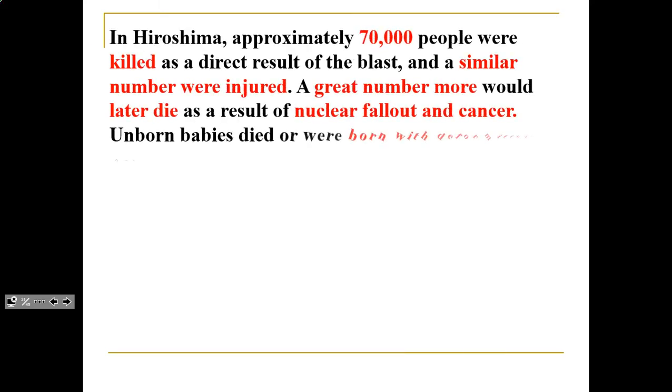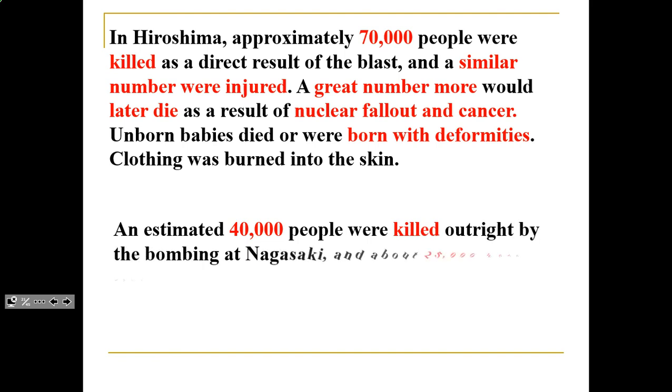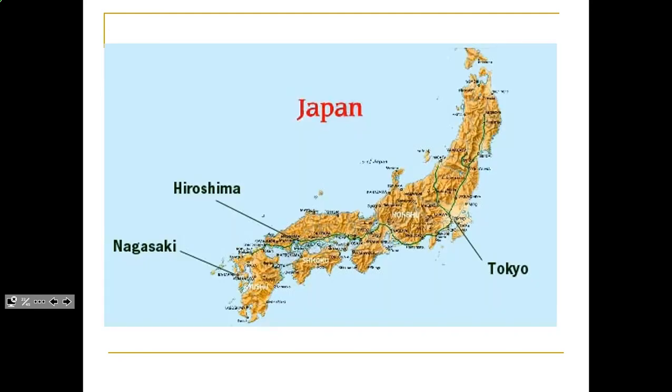In Hiroshima, approximately 70,000 people were killed as a direct result, and a similar number were injured. So that'd be about 140,000 dead or injured. A great number more would later die as a result of fallout, the radioactive decay and the radiation, and cancer. Unborn babies died or were born with deformities. Clothing was burned into the skin. An estimated 40,000 people were killed outright by the bombing of Nagasaki, and about 25,000 were injured. Many thousands more would die later from related injuries. So again, the radiation, the sickness from the fallout was almost just as bad as the blast itself.